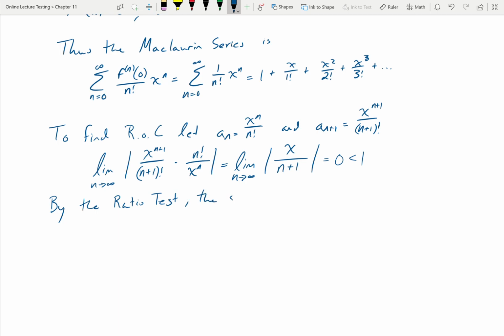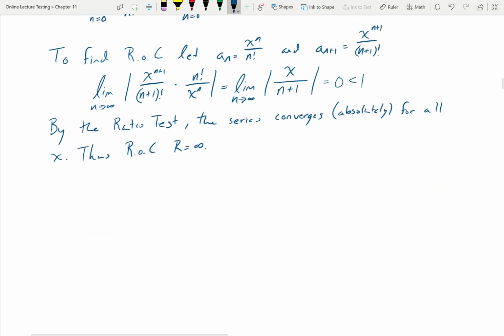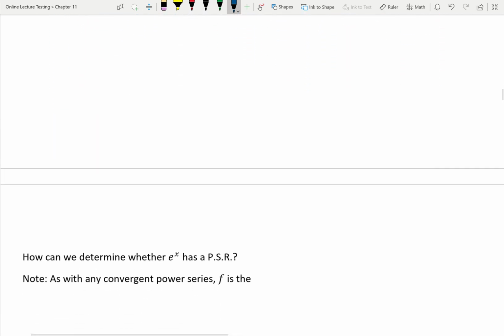the series converges, and I'm going to say absolutely in parentheses here, for all values x. Thus, the radius of convergence, r, is equal to infinity, which is great. It means this power series doesn't matter where it's centered at. So that's the cool part that's going to come out of here. And I'm just scrolling here just to see. All right.